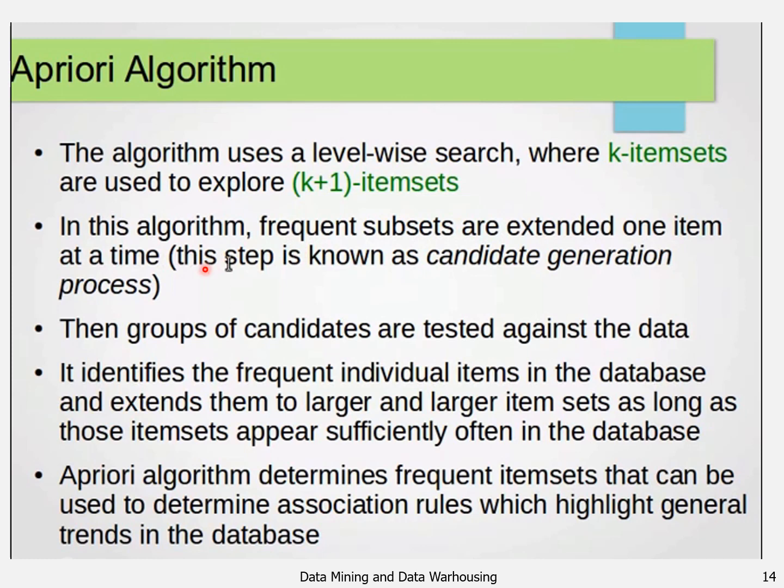And in this algorithm, frequent subsets are extended 1 item at a time. So we first identify what we call candidate item sets, and then we identify which of the candidate item sets are frequent. They are tested against the data, and we identify the frequent item sets of the data set. After identifying frequent item sets, we use them to identify association rules.